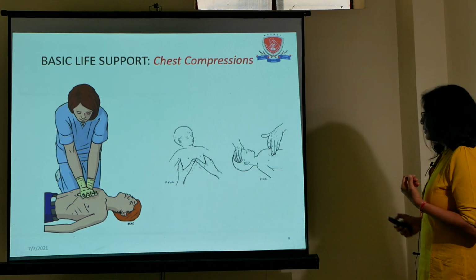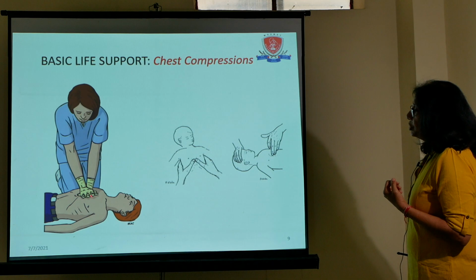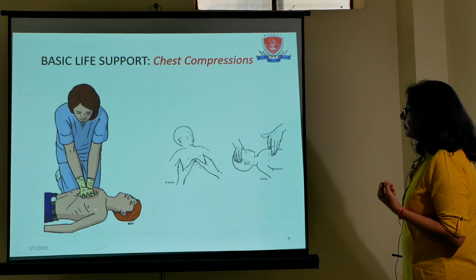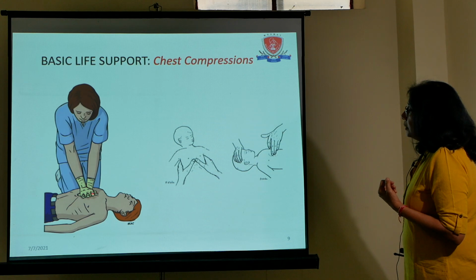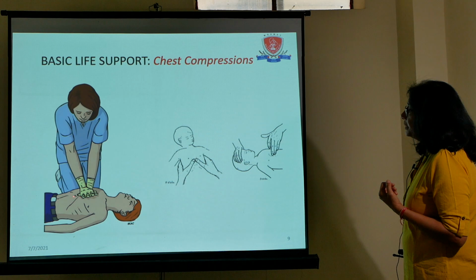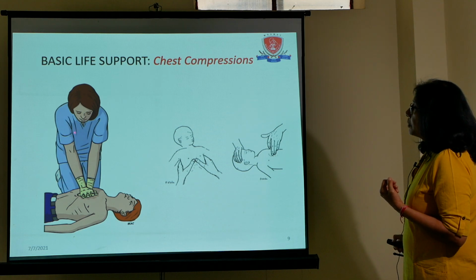This is the diagram to show where exactly you need to place your hands. These are the nipples, just an imaginary line joining the 2 nipples and just above the xiphisternum. This small piece depicts the xiphisternum. You need to place one hand over another, kneel down beside the victim, sit properly, keep your elbows straight.